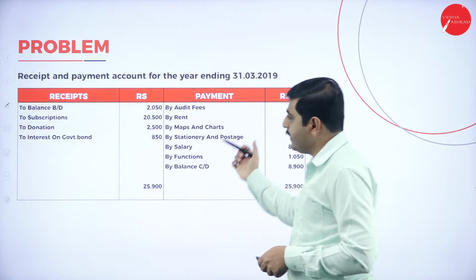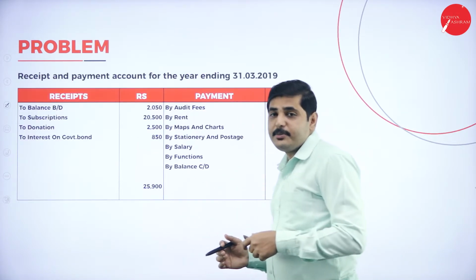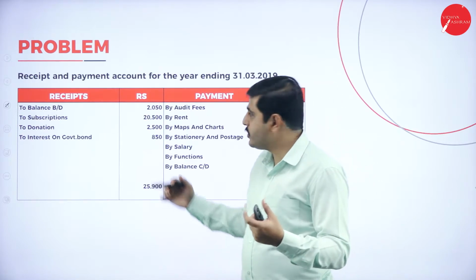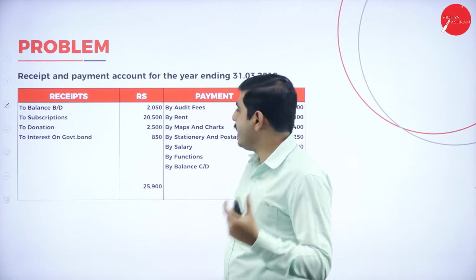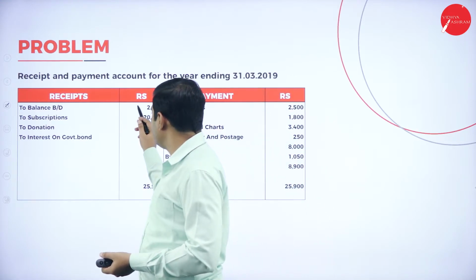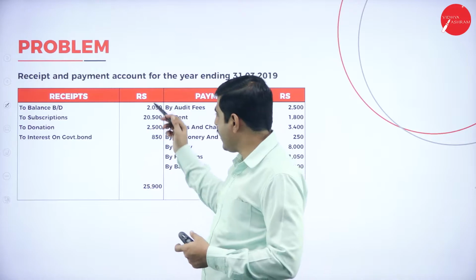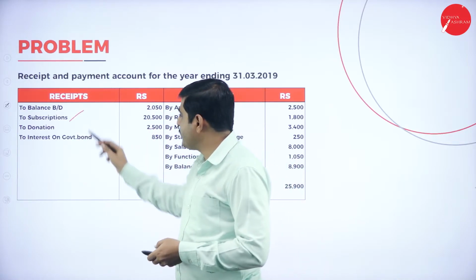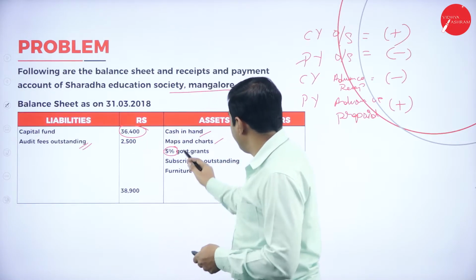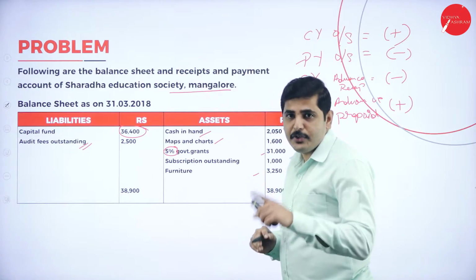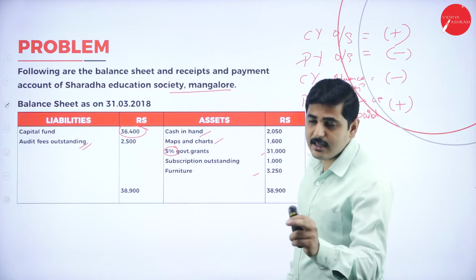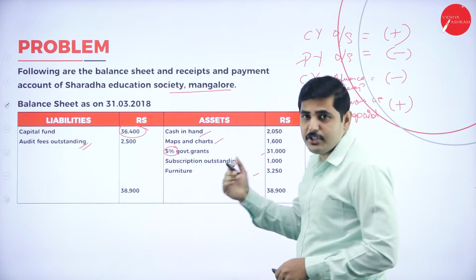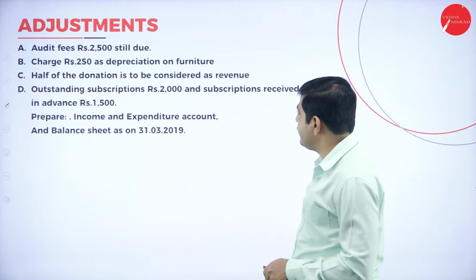Now let's go to the current year receipts and payment account. See, receipts and payment account of current year shows current year balance, amount received in current year, amount paid in current year. Balance brought down is the previous year closing balance, the current year opening balance. So subscription, in this subscription previous year outstanding is also there. What should we do? Any previous year outstanding we should deduct it. Any current year outstanding we should add. Current year outstanding will be given in the adjustment.